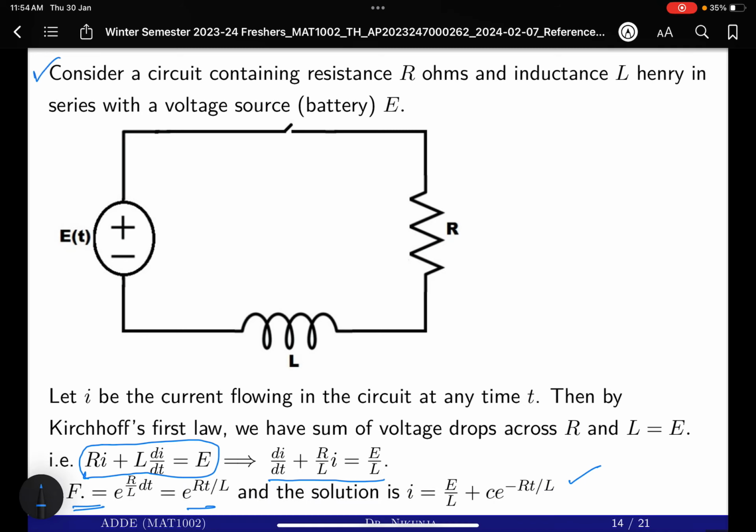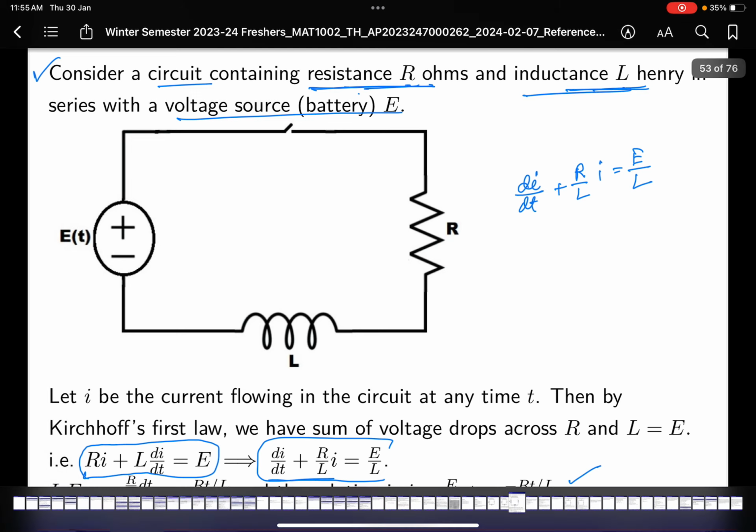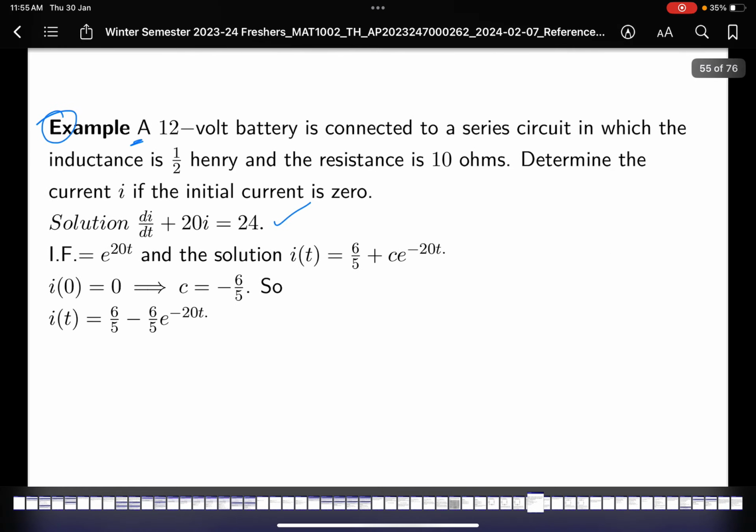Consider a circuit containing resistance R ohm and inductance L Henry, with a voltage source battery E. Then immediately you have this equation, which you need to remember: dI/dt plus (R/L) I equals E/L, where R is the resistance in ohm, L is the inductance in Henry, and E is the voltage source.